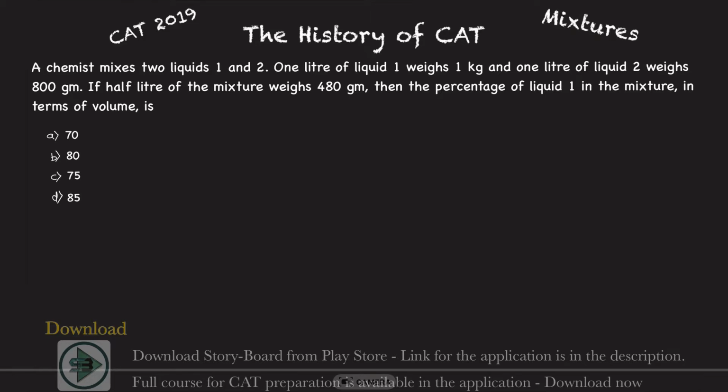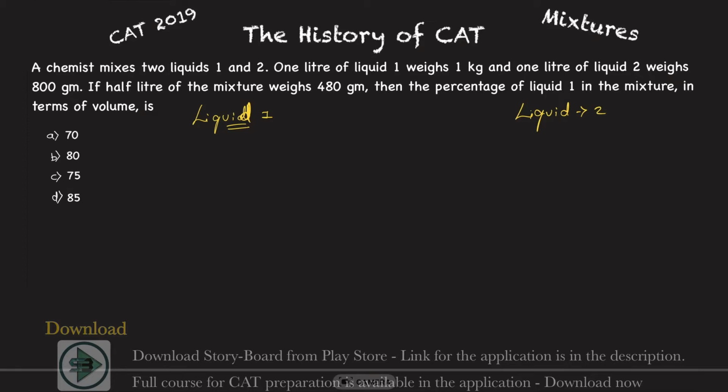So let's write everything and understand how we reach the solution. So I have a liquid 1 here. Let's write it here. And I have a liquid 2 here. So this is liquid 1 and there is a liquid 2 here.